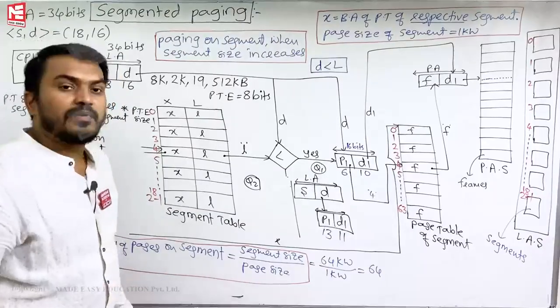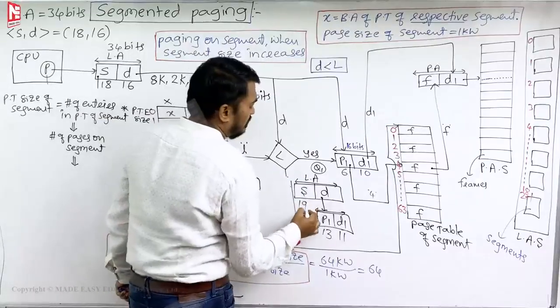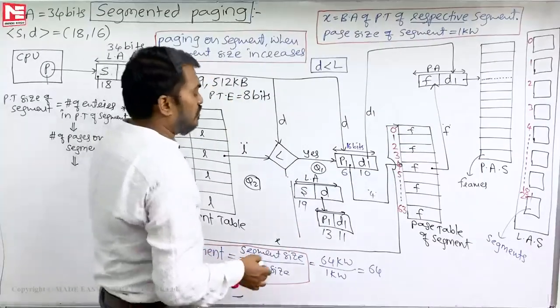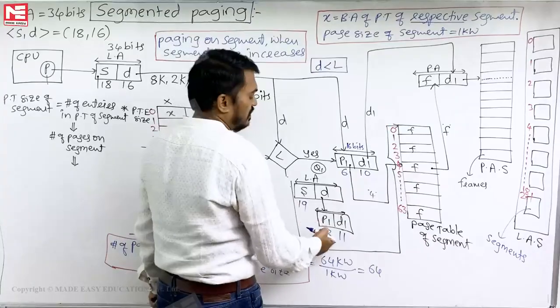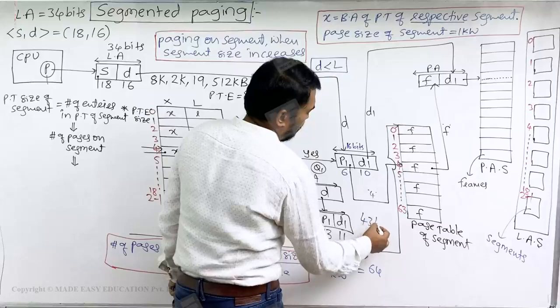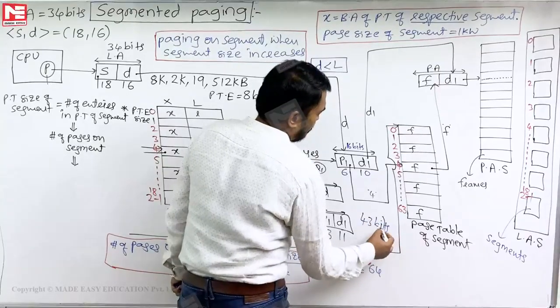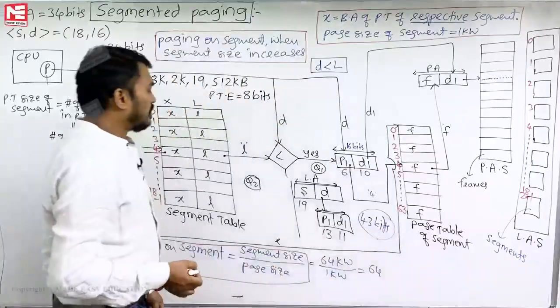And next, segment number requires how many bits? Segment number requires 19 bits, that is given to you. So please add all of them: 19 plus 13 plus 11, that is 43 bits. Okay, all of you got the same? 43 bits. Right, so that is question number 1.